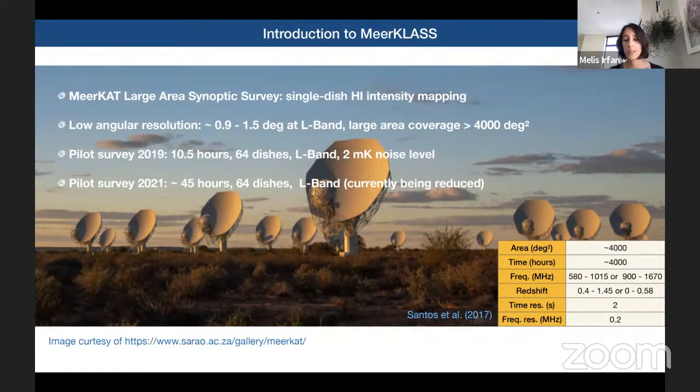And thanks to the MeerKAT receivers, we actually have the opportunity to measure in both L-band and also at UHF band. So we will be measuring somewhere between 0 and 1.45 in redshift, but it's part of our commissioning process to choose which frequency band is best suited for our final requirements. We have taken observational data already. We took about 11 hours in 2019 at L-band, and again, about 4 months ago, we took essentially about another 50 hours on the sky again at L-band.